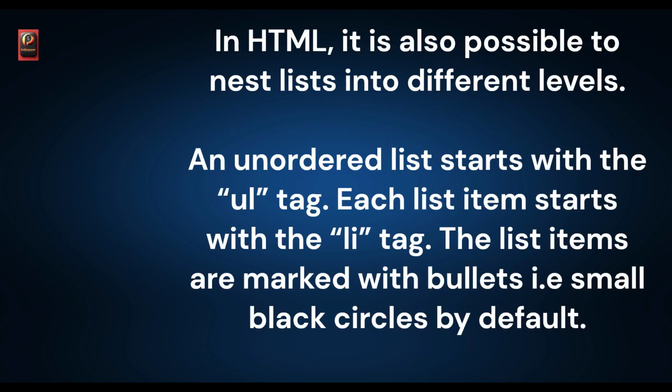Unordered list. In HTML, it is also possible to nest lists into different levels. An unordered list starts with the ul tag. Each list item starts with the li tag. The list items are marked with bullets, i.e. small black circles, by default.